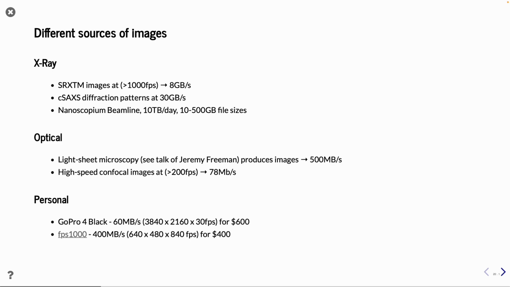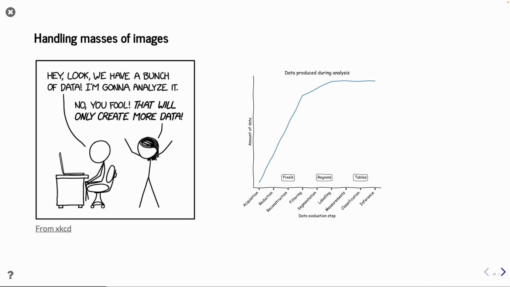So, for example, the GoPro action camera also produces 60 megabytes per second. And that's a pretty inexpensive device, while all these other systems cost quite a lot. And then there is another camera with 10 frames per second, 1000, which is also pretty cheap. It doesn't do large images, but it still produces a lot of data, 400 megabytes. So even consumer electronics is capable of producing a lot of data. So, handling masses of images.